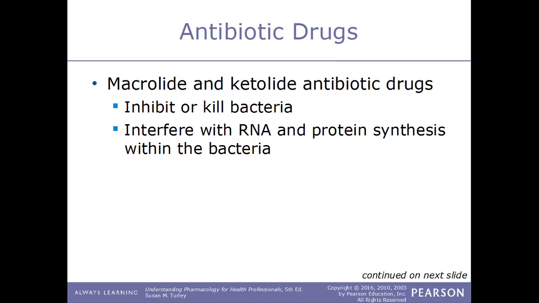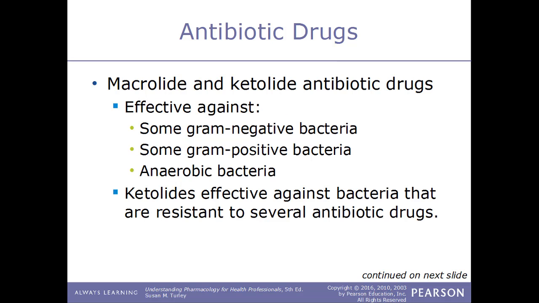Another type of antibiotic drugs are the macrolide and ketolide antibiotic drugs. And these can either inhibit or kill bacteria. And these interfere with the RNA and protein synthesis within the bacteria. And these are effective against some gram-negative bacteria and some gram-positive bacteria, and then anaerobic bacteria. The ketolides are effective against bacteria that are resistant to several antibiotic drugs.